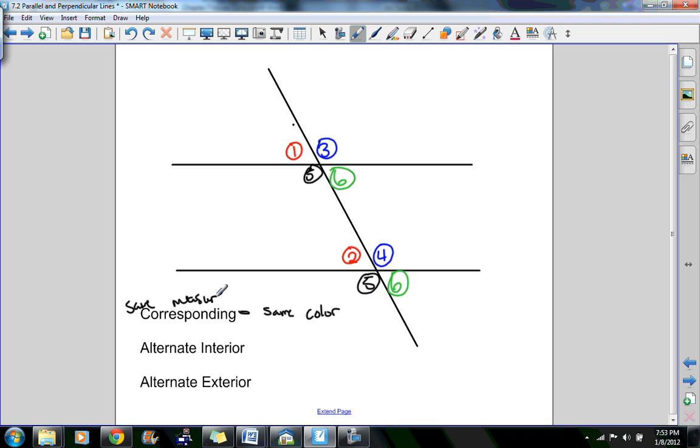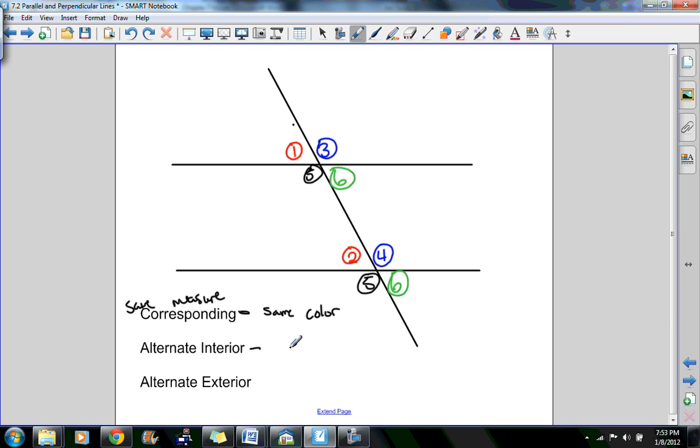That means angle 1 and angle 2 are equal to each other. Angle 3 and angle 4 are equal to each other. Angle 5 and 5 and 6 and 6. I didn't even change those numbers. Alrighty, so they're same color, same measure.